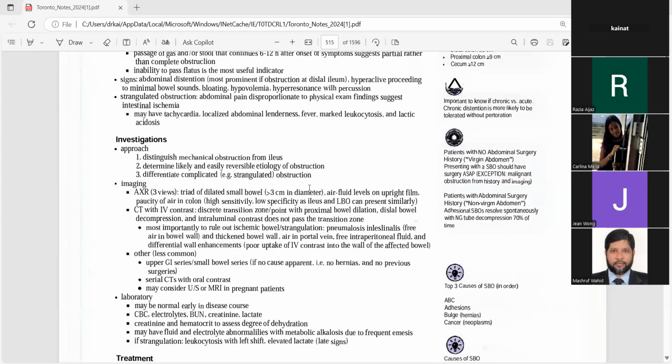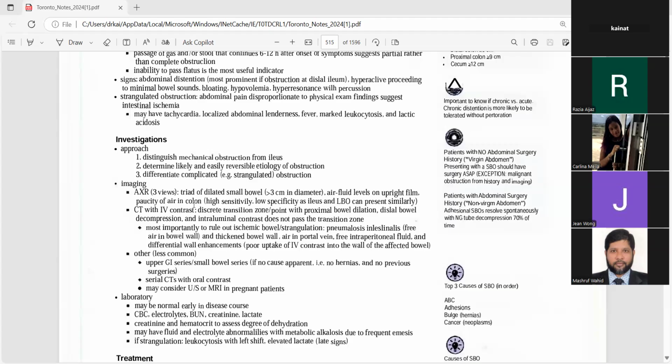So now you are going to do the triaging. Now in imaging, so basically doing the X-ray, abdominal X-ray. You don't need to know the X-rays like supine X-rays or lying X-rays or lateral X-ray. You don't need to know that. Just an abdominal X-ray, which is basically three views: the triad of dilated small bowel, air fluid levels, and paucity of the air in the colon.